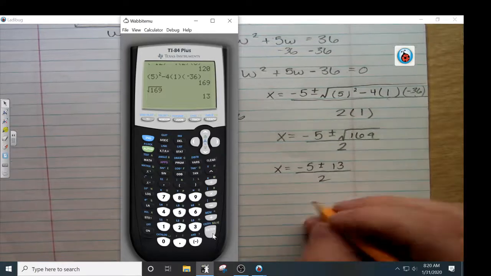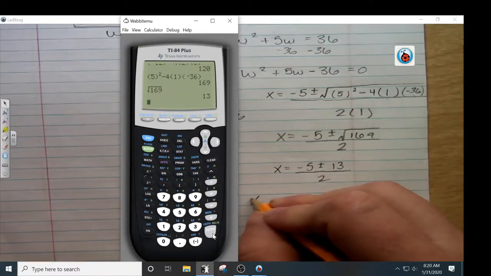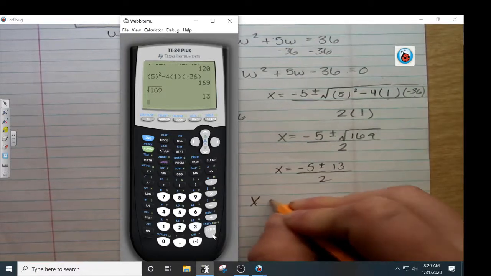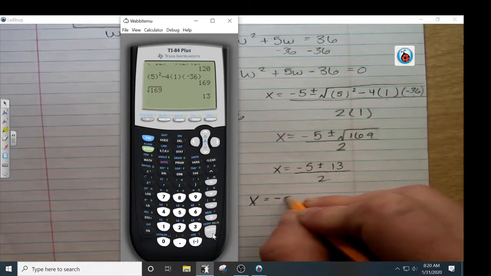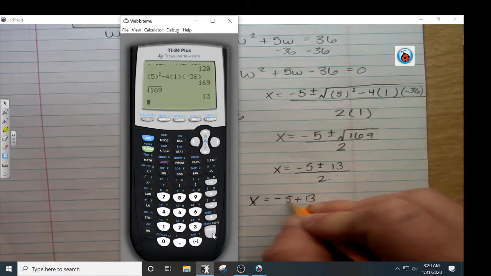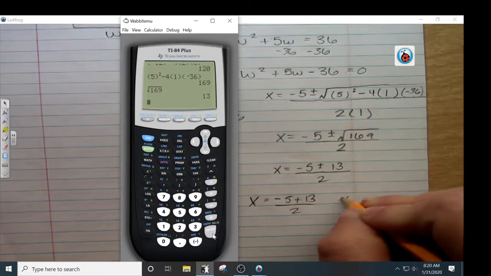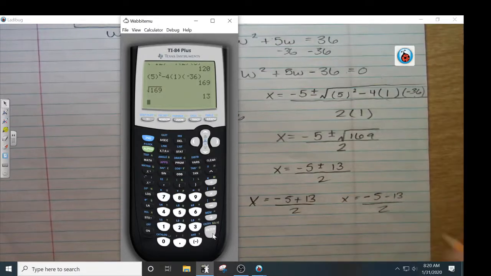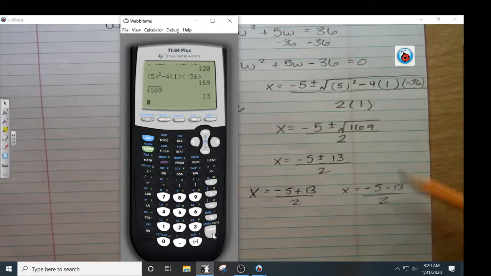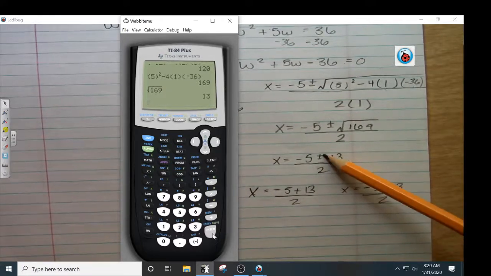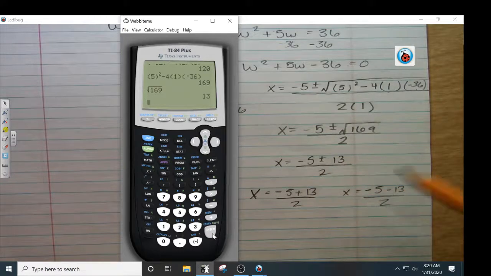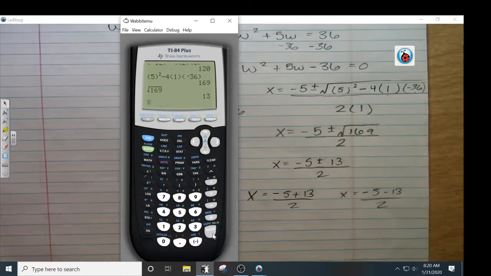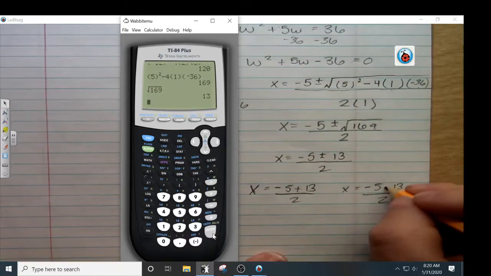Okay, so now that's going to give me two answers. That's going to give me x equals negative 5 plus 13 divided by 2, and x equals negative 5 minus 13 divided by 2. And the reason I got two answers, guys, is because I'll have a plus and a minus. The plus and the minus comes when you derive the quadratic formula, when you take the square root, it's plus or minus. So that's where the plus and minus comes from. That means you have two answers.